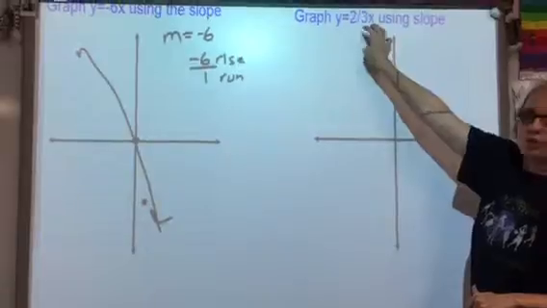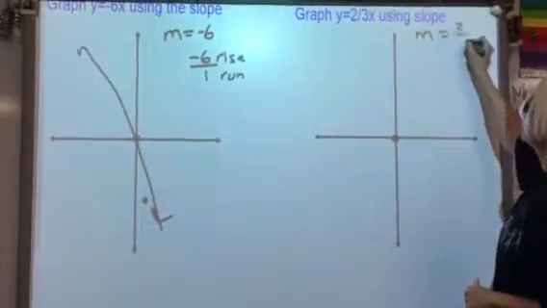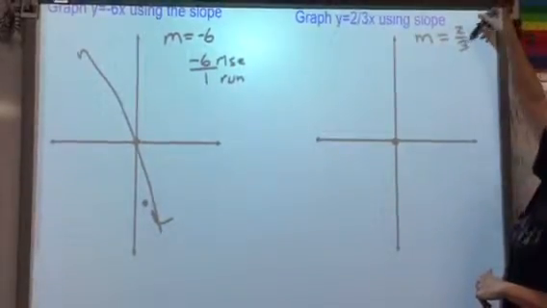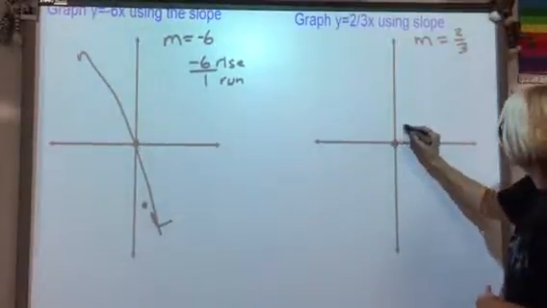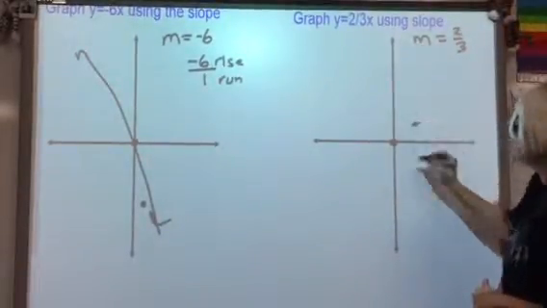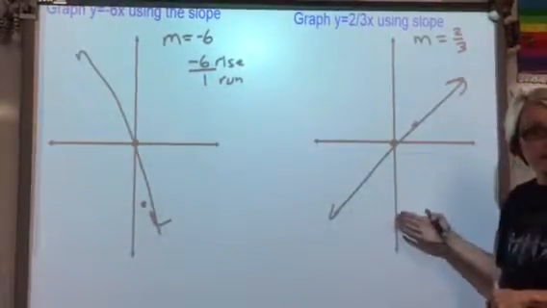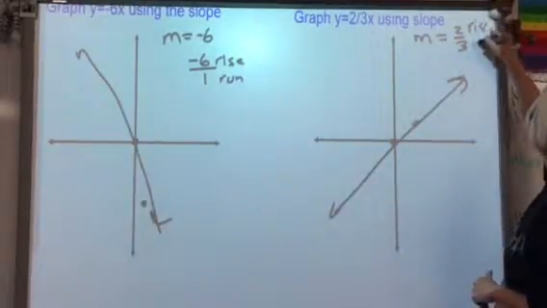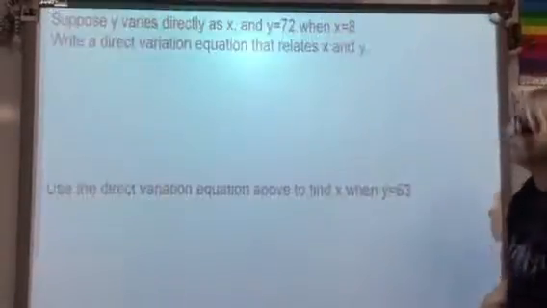Y equals 2/3 x. I go ahead and put the origin here. My slope is 2/3 because k and m are the same thing. And so this is rise over run. So I'm going to rise 2, run 3. So rise 2, run 3. And I'm going to connect it and draw my line. So you can plot using slope. As long as you're calling slope rise over run, you can plot and draw a graph using just slope.